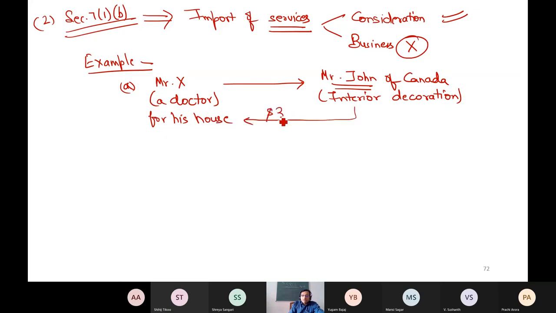and payment is $3 lakh. My point is, is it a supply or not? Can you tell me, is it a supply or not? As a doctor, Mr. X, I have availed some interior designing services from a person who is in Canada. Not for my business, not for my hospital, not for my clinic, but for my home. Is it a supply? Is this activity to be treated as supply under GST laws? Any answer? Is it a supply?